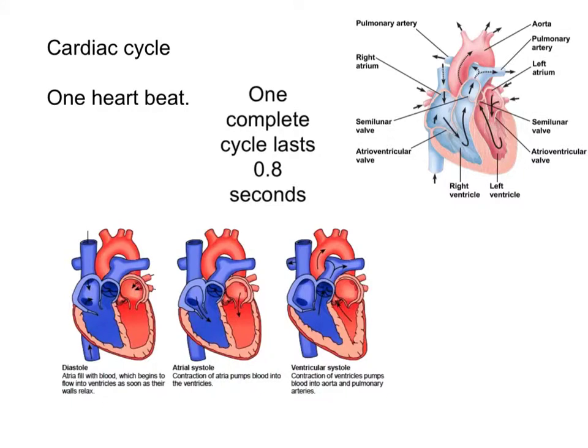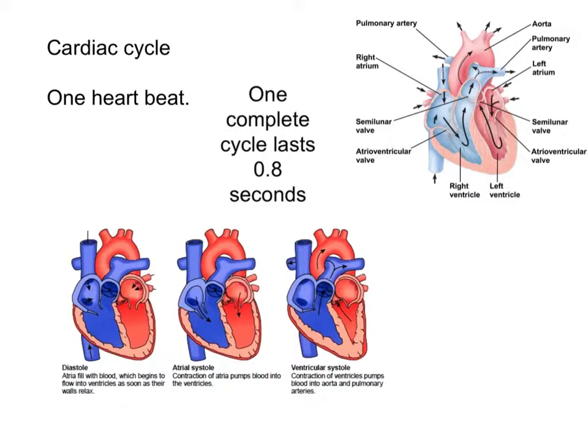So to start off with, in the diastole phase, which takes 0.5 seconds, both atria fill with blood. So both of these two here fill up with blood, and the AV valves are closed. So these valves here, which are shown here, should be closed.